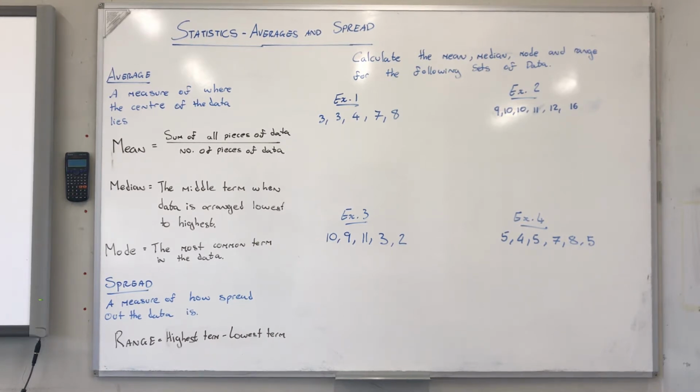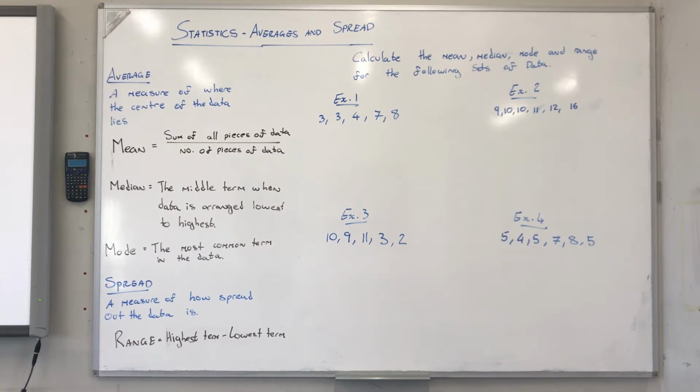So firstly, you need to make sure the data is in numerical order, and then you need to find where the middle term is. The mode is simply the most common term in the data. That one's the easiest to find, though there is some extra bits about it which can make it more tricky. And then the other thing we're going to talk about is the spread of data, and that's how spread out the data is.